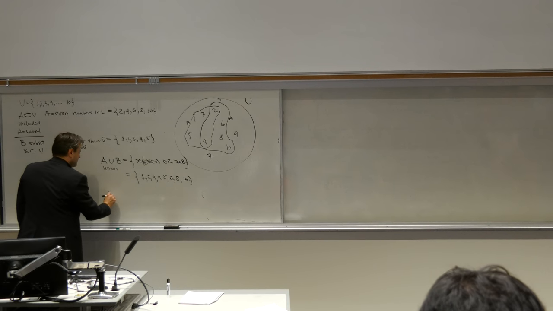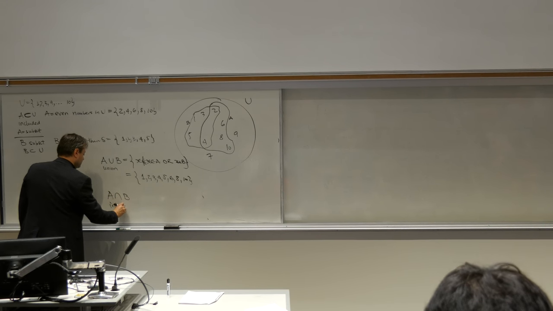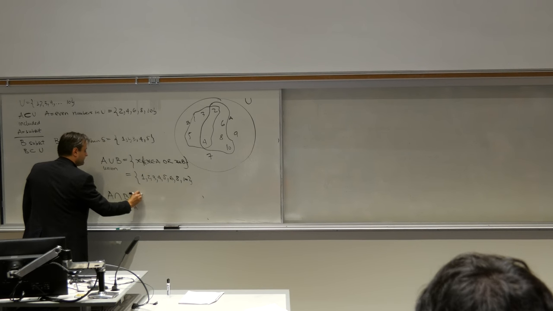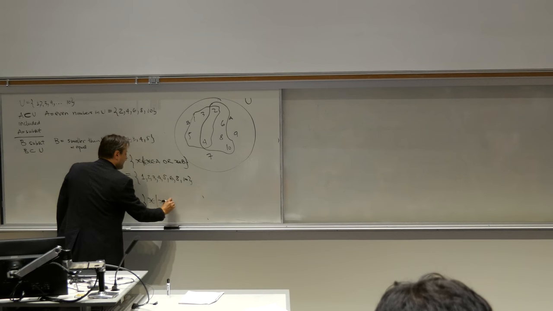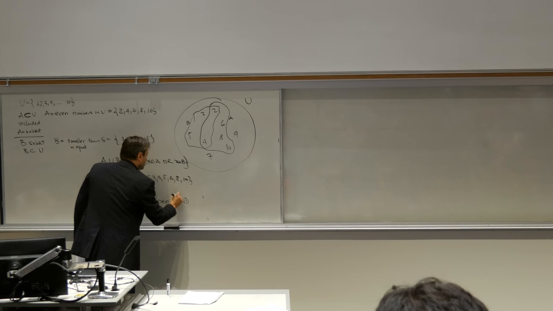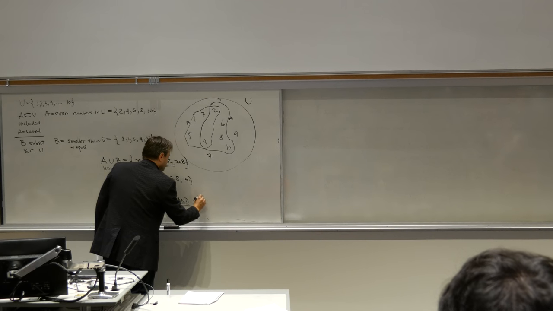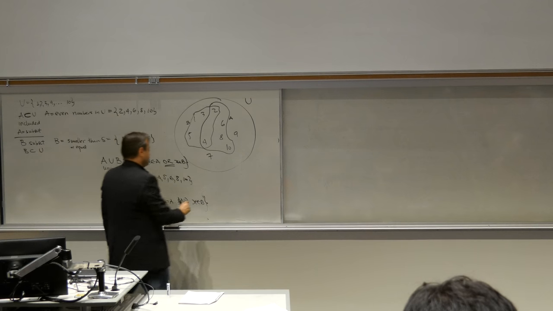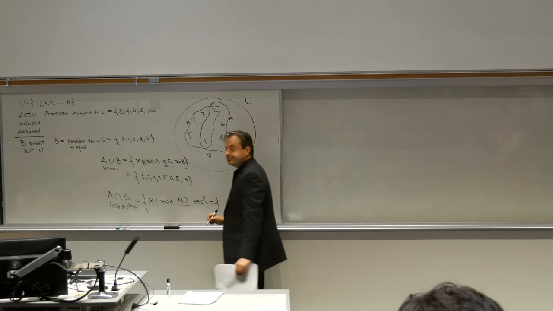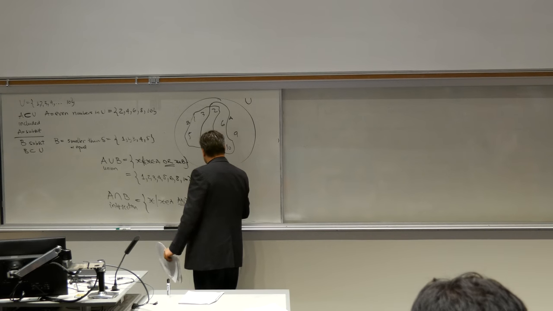How about the intersection? Those will be all the values that are in A and in B, so that's an AND. So what are those that are in both sets? 2 and 4.